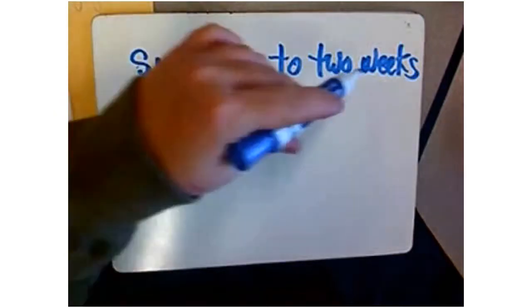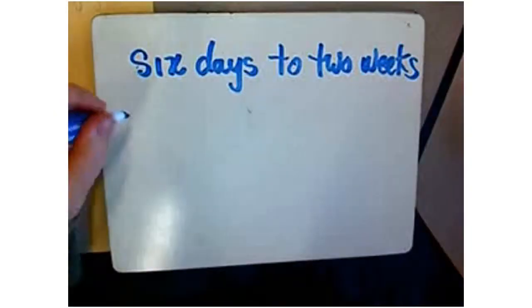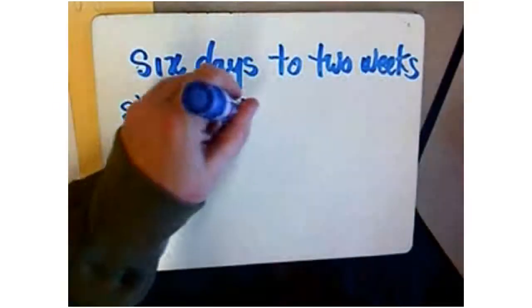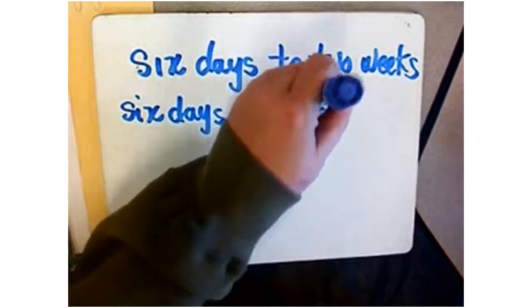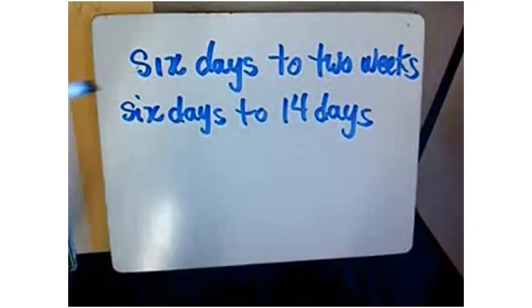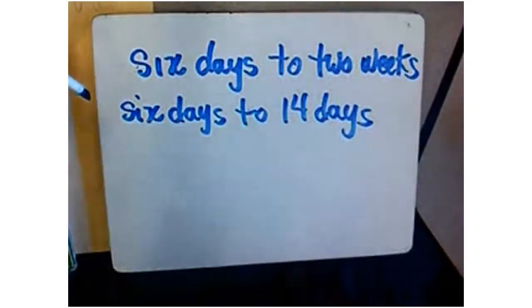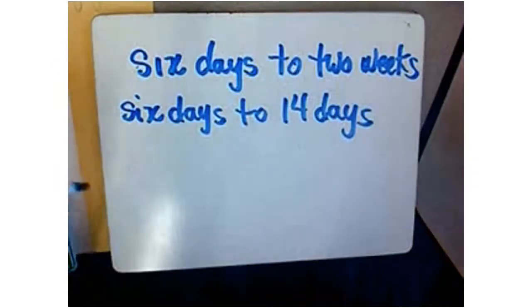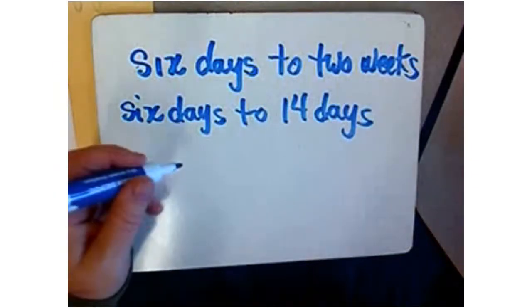So we could change the 2 weeks to days, and we'd actually have 6 days to 14 days, right? 7 days in a week. You could also change the days to a week. 6 days would be 6/7 of a week, but it's a little easier to deal with 6 days to 14 days mathematically. You can still do it with 6/7, but you've got to do a little more work.